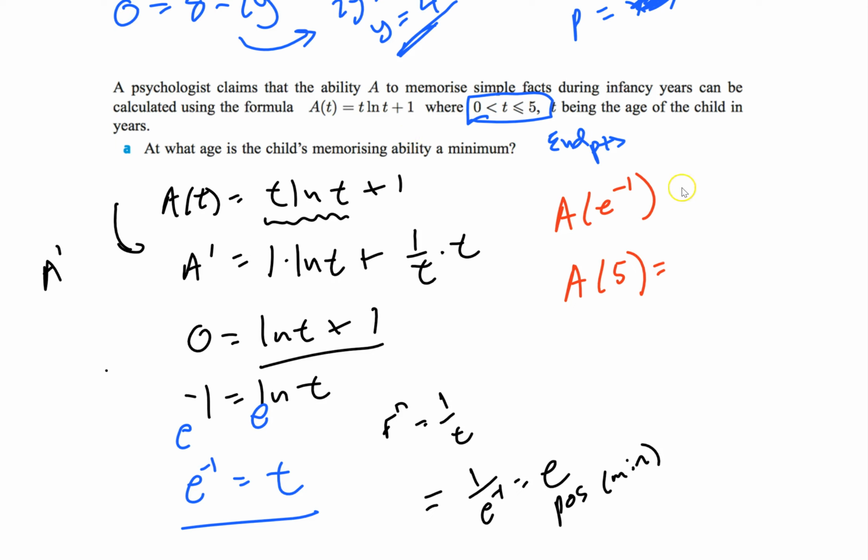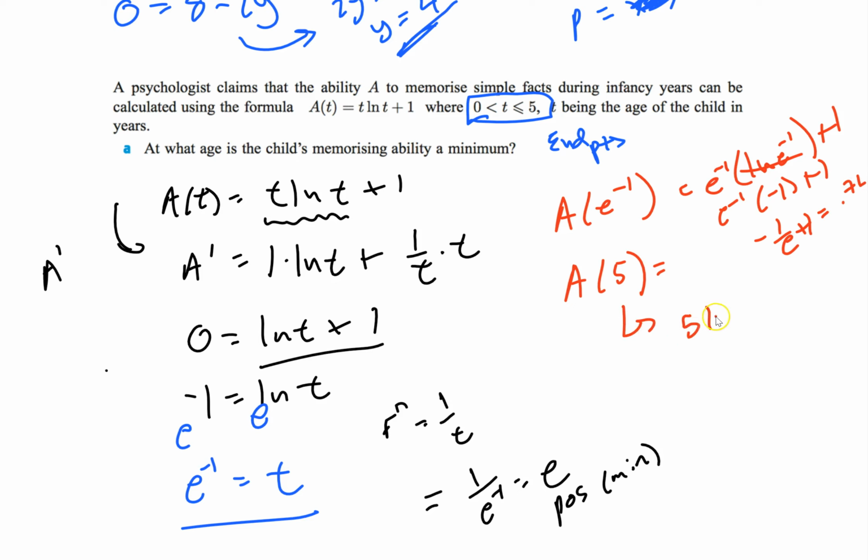So if I plug in e to the negative 1, I get e to the negative 1 times natural log of e to the negative 1, plus 1. Natural log and e cancel out, I get e to the negative 1 times negative 1 plus 1, which is this. e to the negative 1 is 1 over e, and that's a negative, so minus 1 over e plus 1. That's like 0.7 something. So that's that one. Over here, 5 times natural log of 5 plus 1. Natural log of 5 times 5 is something like 3 point something, plus 1. So this one's already bigger. So that one actually is my minimum.